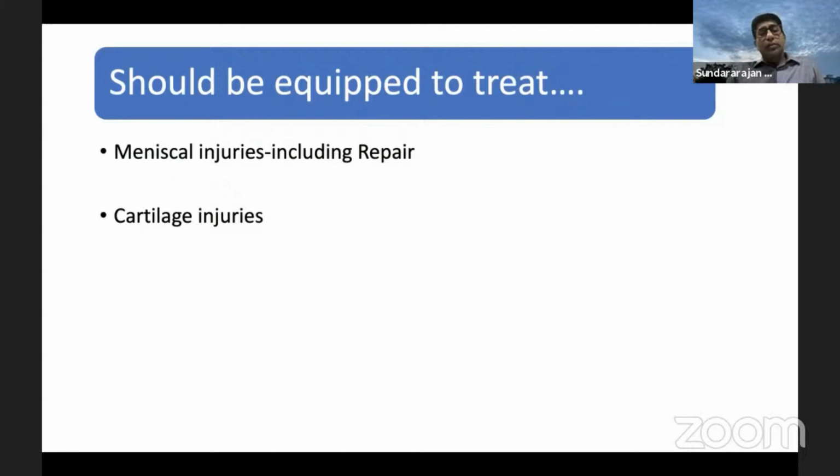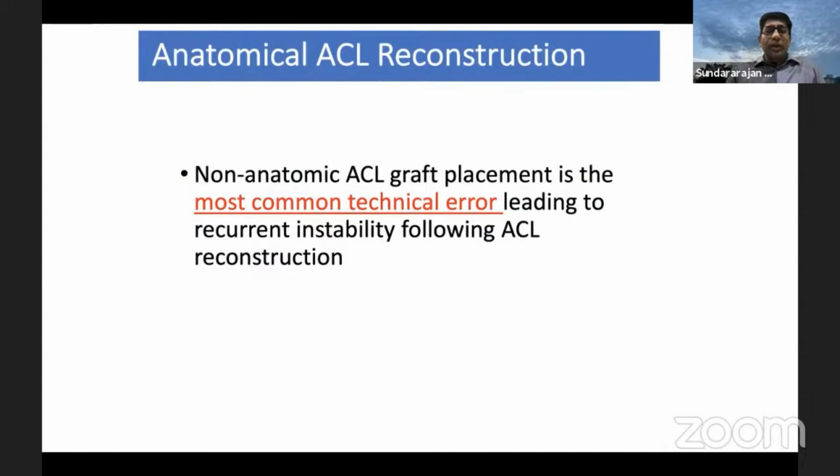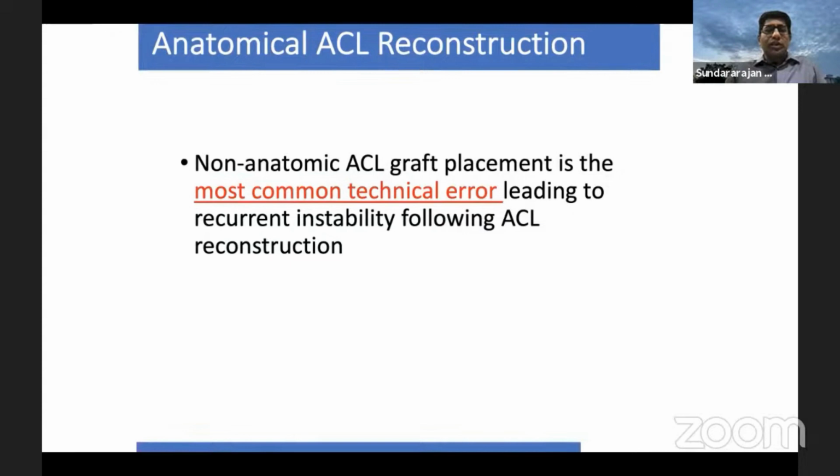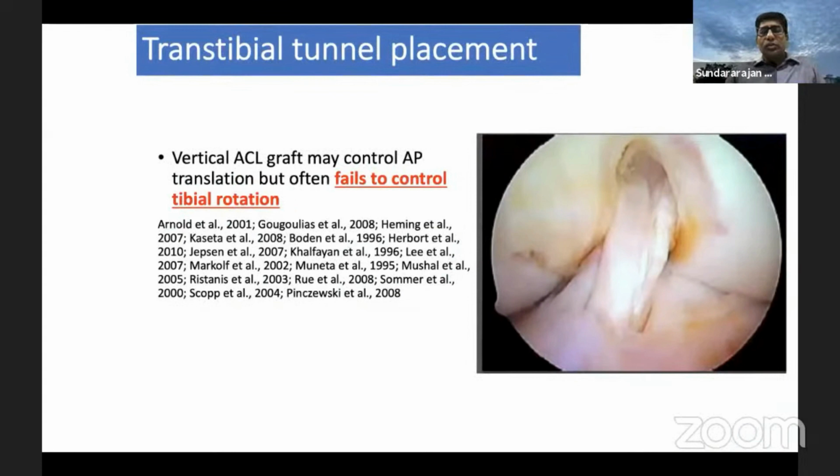When you do an ACL reconstruction, we are aiming for an anatomical ACL reconstruction. Why? Because we know that non-anatomical ACL graft placement is one of the most common technical errors leading to recurrent instability following ACL reconstruction. Previously, as I explained, when I was operating from 2005 to 2010, we used to operate through the transtibial technique, and even then patients had very good results. However, that basically reconstructs only the anteromedial bundle, which may not control rotational stability.